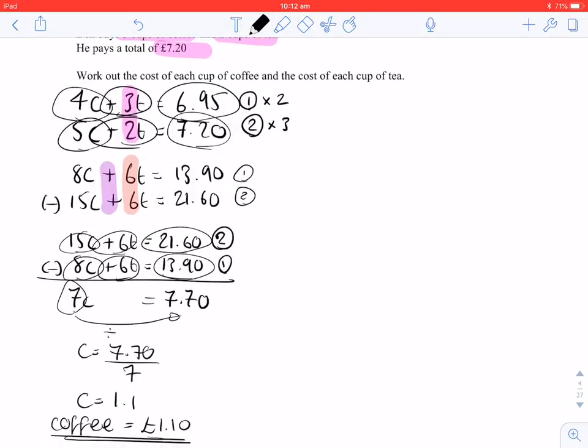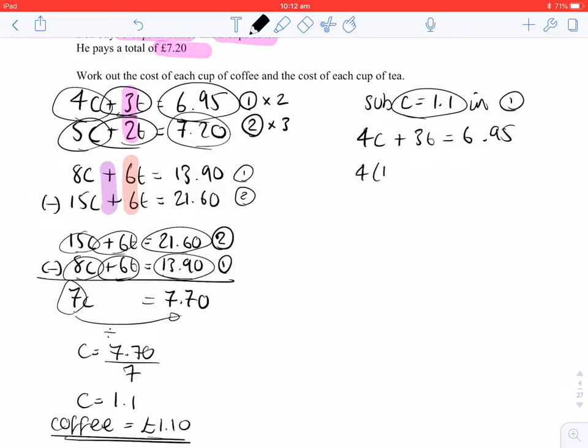Now I've found that value, I want to substitute that in. So sub c equals 1.1 into whichever equation I want to do. I'm going to do it into the very first equation 1. The very first equation 1 was 4c add 3t equals £6.95. So instead of c, I've got 1.1, so I've got 4 lots of 1.1 add 3t is equal to 6.95. 4 times 1.1 is going to be 4.4. Add 3t is equal to £6.95.